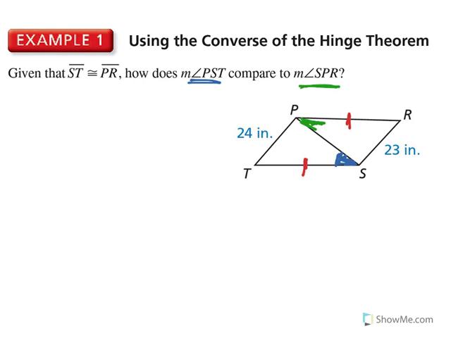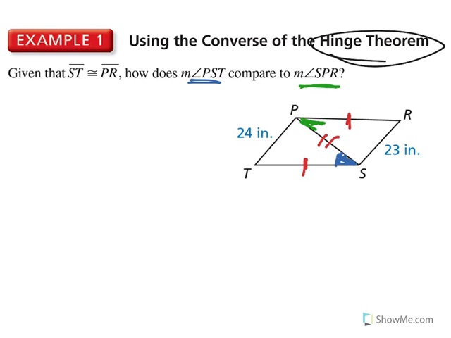So when we look at this, it asks us how they compare. Well, first off, the hinge theorem tells us we have to have two sets of congruent sides. Right now we have one set, but remember that if our triangles share a side, that side is congruent as well. So we have this shared side in the middle. So now we can look at our opposite sides. One side is 24 inches and one side is 23 inches. We look at our angles that are across from it.